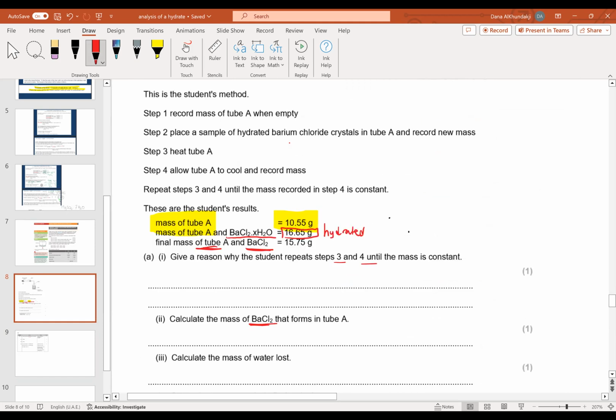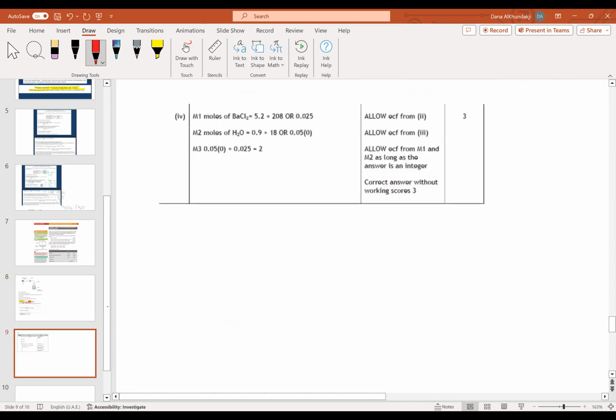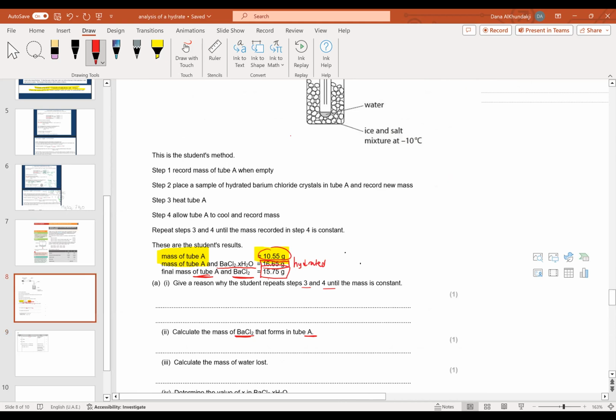Now calculate the mass of barium chloride that forms in tube A. So basically a subtraction. You need to subtract two values, which is 15.75 minus the mass of the tube on its own. Okay, so for you here, you need to subtract these two masses, the tube with barium chloride minus that of the tube. So that would be 15.75 minus 10.55, all in grams.